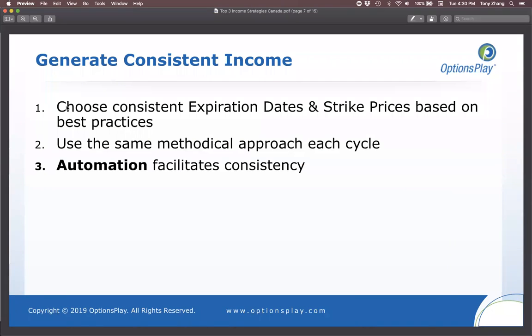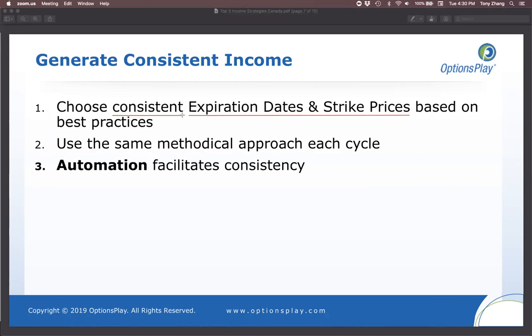And this is really where it doesn't matter which strategy we're talking about here. The goal to consistency is relatively straightforward. Number one, you want to choose consistent expiration dates and strike prices based on best practices. And those are the things that we're going to go over here today. And the key here is to be consistent, right?